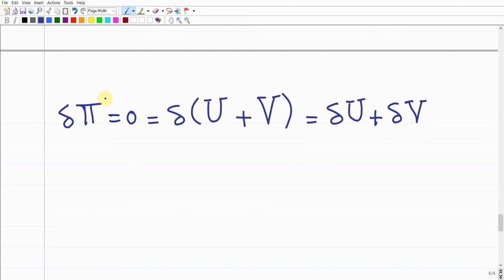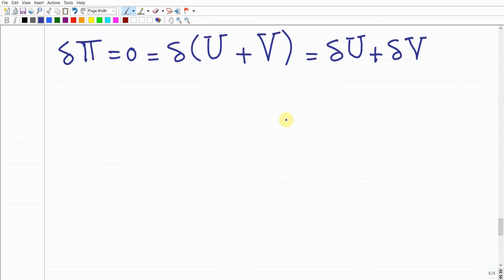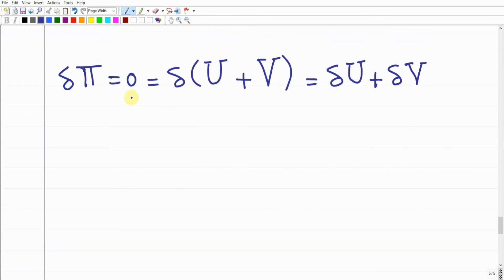So simply, to form the first variation of the potential energy, we can find the first variation of the strain energy plus the first variation of V, and according to the principle of minimum potential energy, it should be 0. So let us work over forming the first variation of the strain energy.